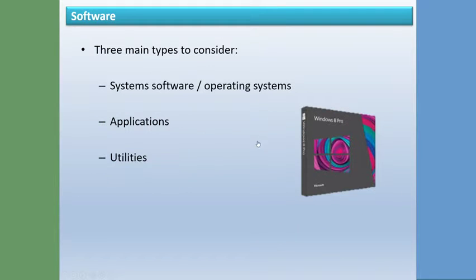Okay. That leads me on to software types. So there's 3 main types to consider. We have system software, such as operating systems. We also have applications, and we have utilities. There's 3 different types there to consider.